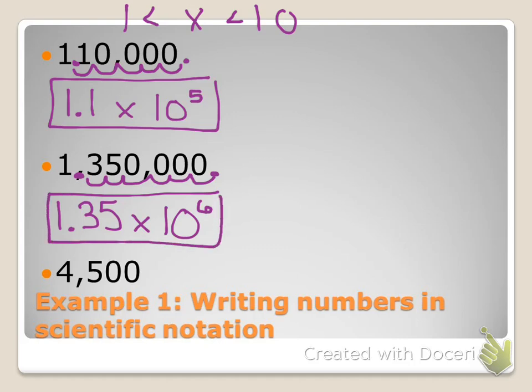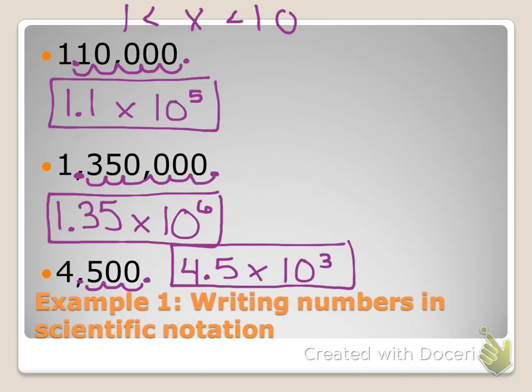Okay? Now, even with smaller numbers like 4,500, I can write this in scientific notation. Where would my decimal need to go in this number? Carlos? Between the 4 and the 5. Very good. And so now to write this in scientific notation, I would say 4.5. And now I count how many decimal places? 1, 2, 3 times 10 to the 3rd power. It will always be multiplied by 10 to some power, okay? And remember, the exponent is simply how many decimal places I had to move to get to my new number.